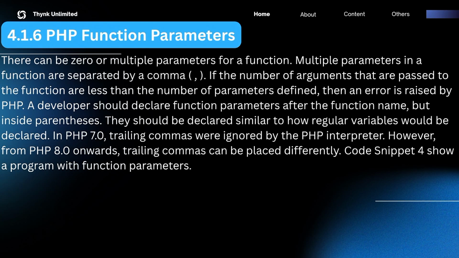In PHP, functions can accept parameters. These are special variables that allow you to pass information into a function so it can perform specific tasks. A function can have 0, 1, or multiple parameters. When you define more than one parameter, they are separated by commas within the parentheses of the function declaration.